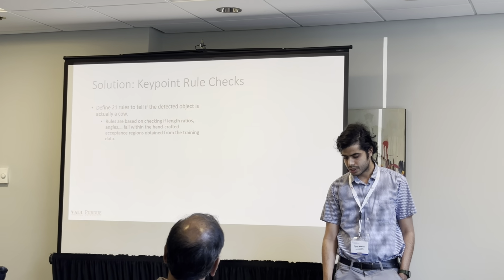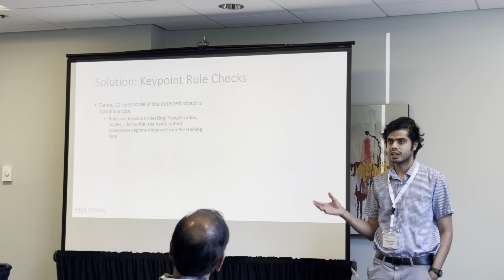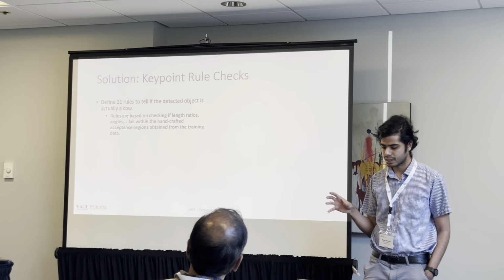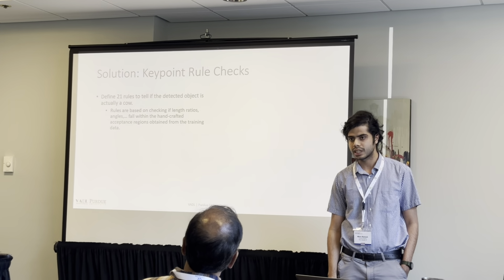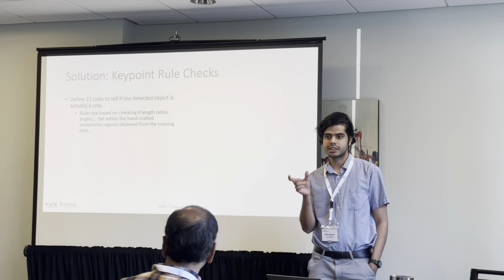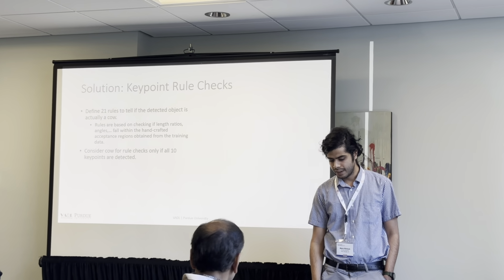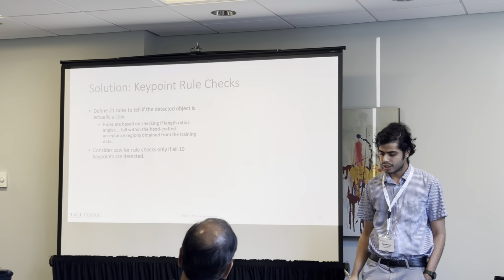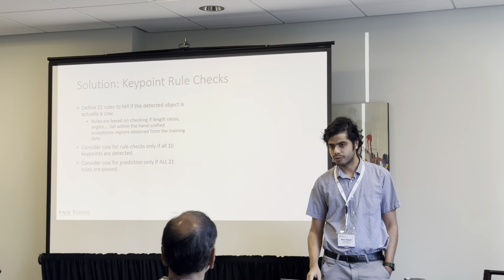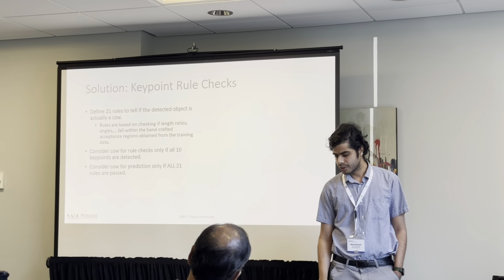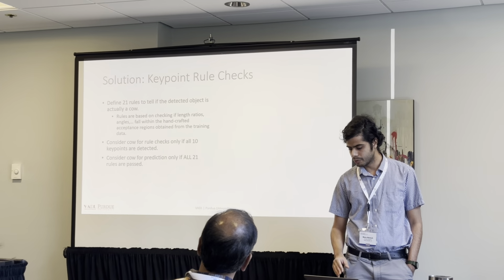To solve this, we use key point rule checks. We crafted 21 rules to tell if an instance that is detected is a cow or not. These rules are based on heuristics. They could be rules as simple as checking whether the length ratios between two key points fall within a threshold or not. We consider a cow for rule checks only if all the 10 key points are detected, and we consider a cow for prediction if all the 21 rules are passed. So even if the cow instance fails a single rule, we drop it and we won't let it reach the prediction stage.